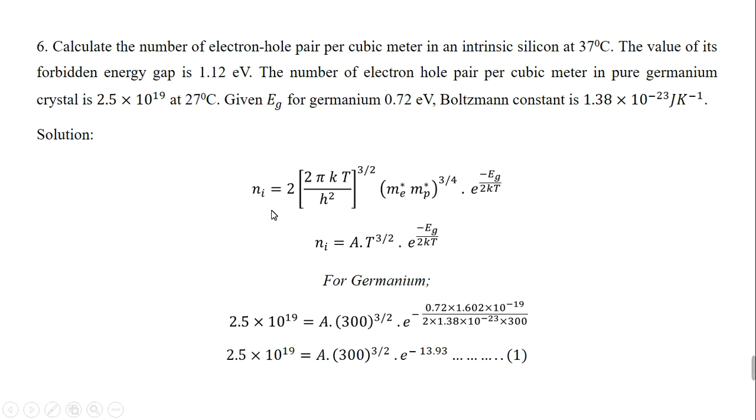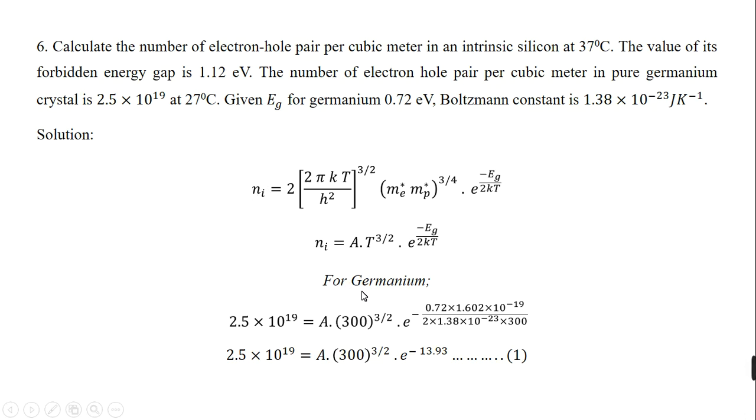Now we have to determine this value. The general formula for n_i, from our derivation we will get this value. All these constants I have taken as A here, leaving T to the power 3 by 2, because different temperatures are asked in the problem. So T to the power 3 by 2 is retained and the remaining things I have taken as constant, and e to the power minus Eg by 2kT. Now you find out this value for germanium and for silicon. Take a ratio, because for germanium it is mentioned and for silicon this is to be determined.